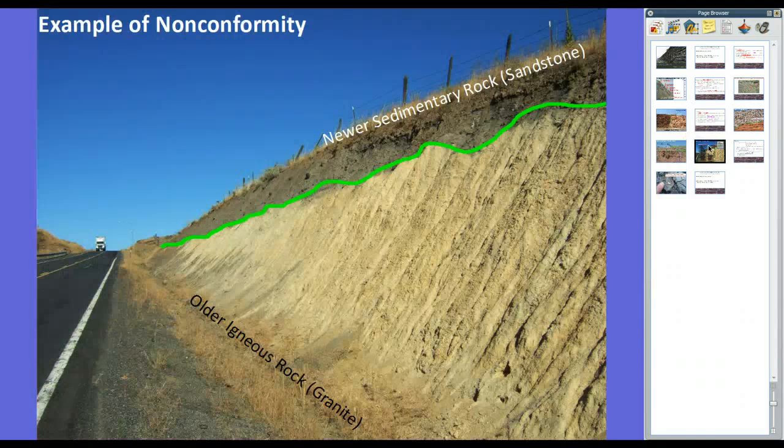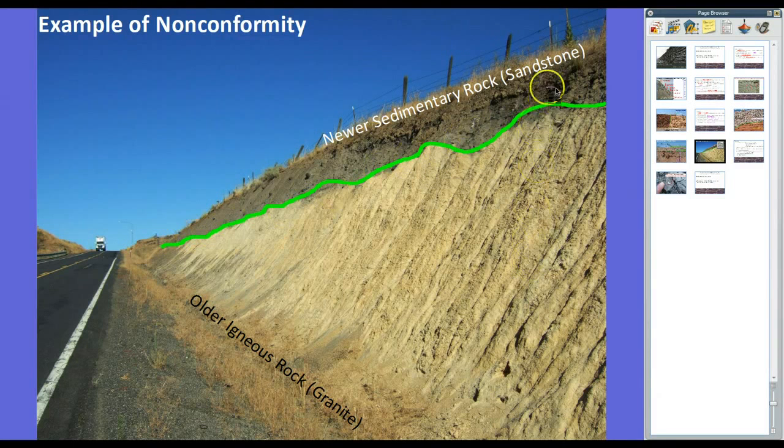And here's an example in Washington State along the side of a highway. Okay, so we have our unconformity line. We have it right here in green. Okay, and below it is we have a large granite formation that's eroded. Okay, you see lots of streams going down. There's been erosion right there, but granite is an igneous rock. Okay, and above this unconformity line is sandstone. Okay, and this sedimentary rock is a lot newer.